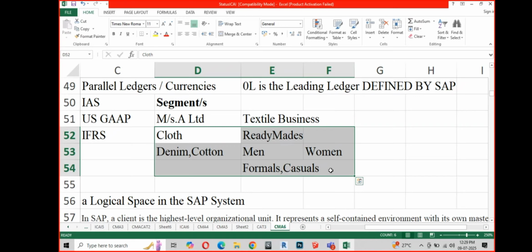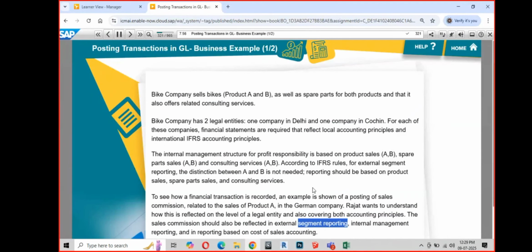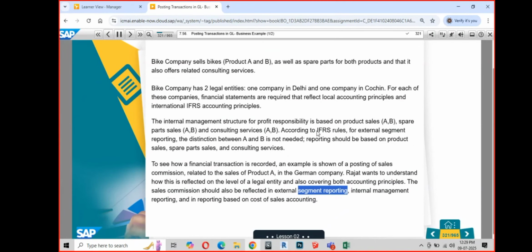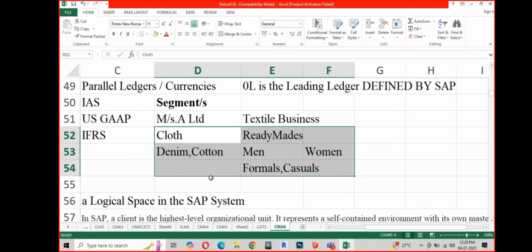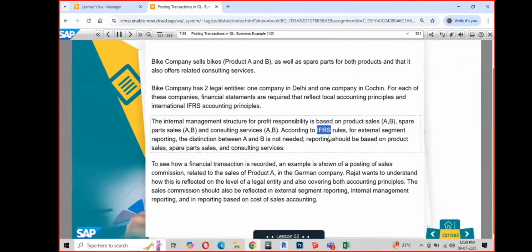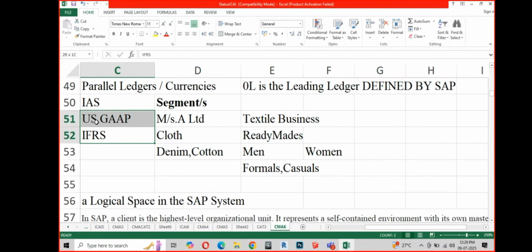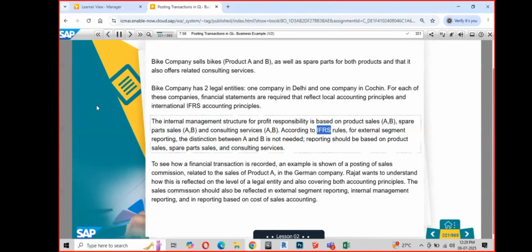So we all know this for external segments, IFRS segments. I mean, sorry, we saw what was this called? Ledgers, leading and non-leading ledgers. I made a note of it here also. See, correct. Now you're able to connect each and every concept which I have already said. I wouldn't mind repeating as long as you people are clear.